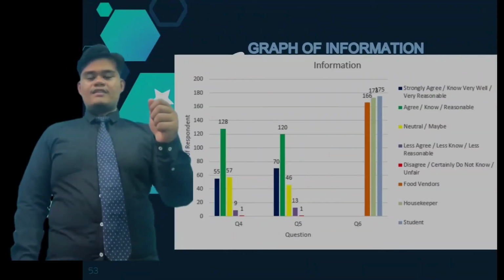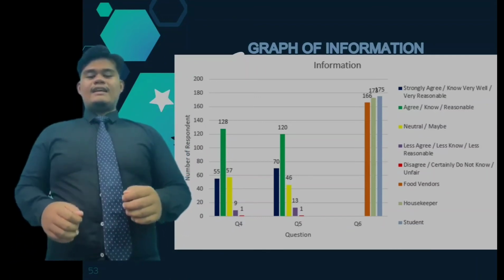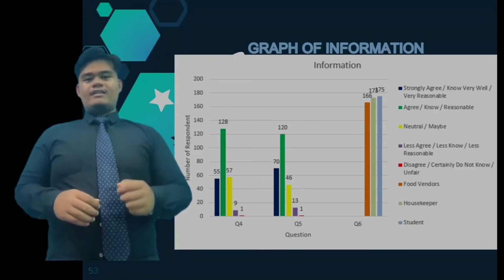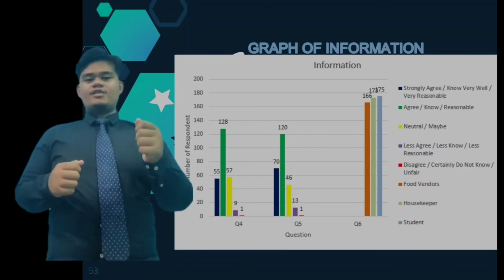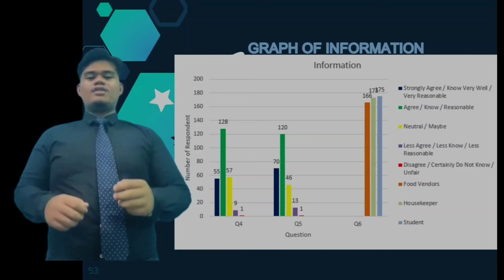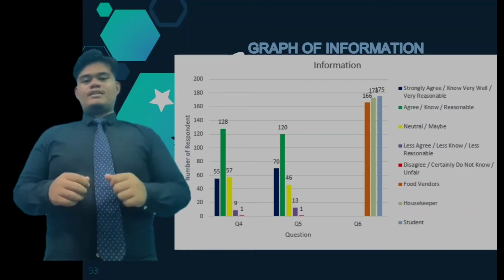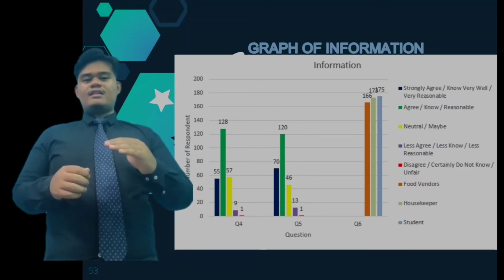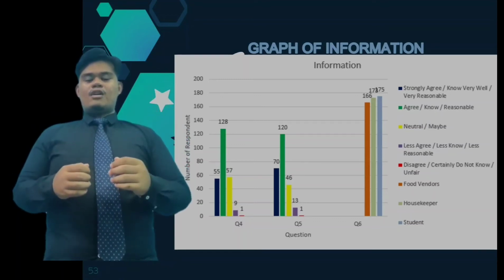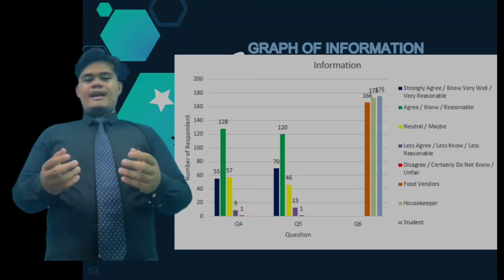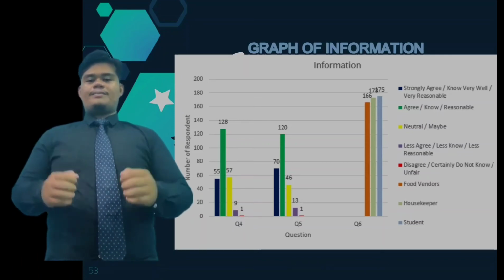So the last graph for objective 4 is information. The highest number of respondents who selected agree was 128, and the lowest who responded disagree was 1. For the second question, the highest number who selected agree was 120, and the lowest who responded disagree was 1. For the last question, which is a choice question, the highest number who selected student was 175, and the last option, food vendors, was selected by 166 respondents.